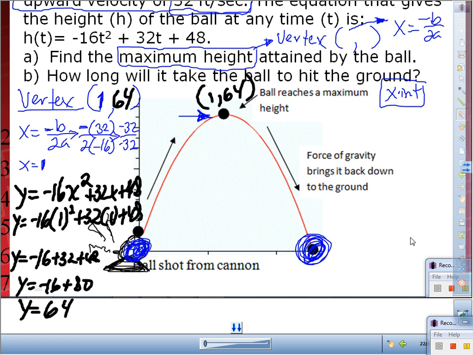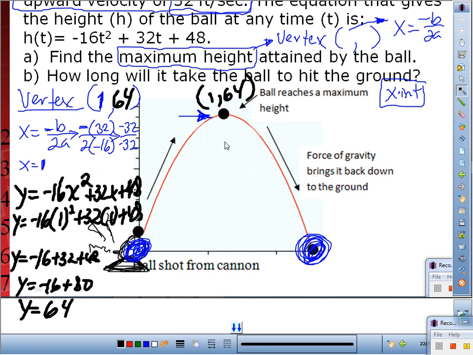Isaac? What'd you get for what that means, 1 and 64? Okay, here it goes again. We're answering part A, which is find the maximum height attained by the ball. And this is the coordinate for the maximum height. Okay, talk it over again with your neighbor. Look at part A, and what does that mean?